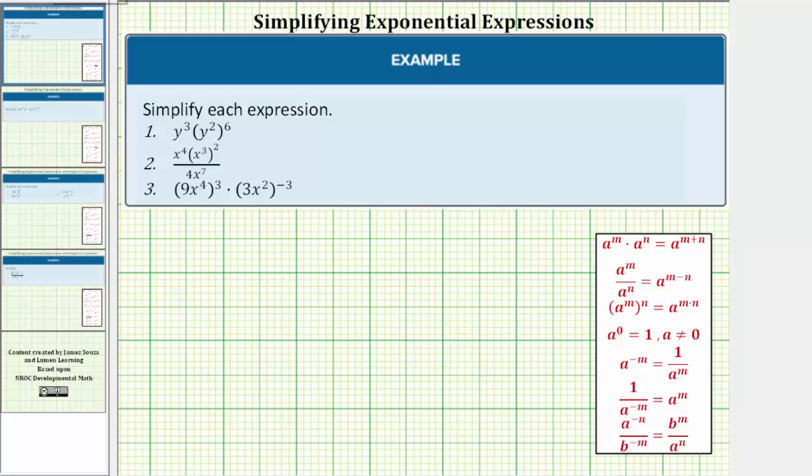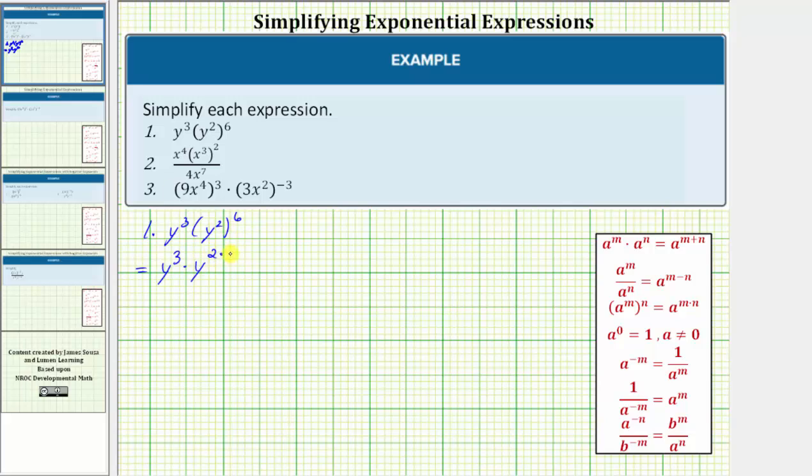We want to simplify the given expressions. For number 1, we have y to the third times y squared raised to the power of 6. To begin simplifying, we'll use the power property of exponents as shown here. A raised to the power of m raised to the power of n equals a raised to the power of m times n.